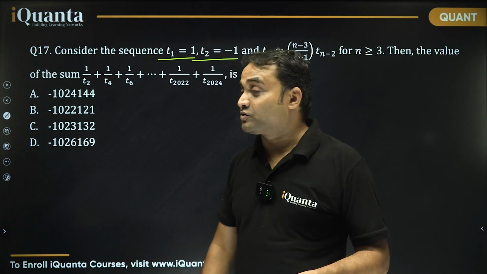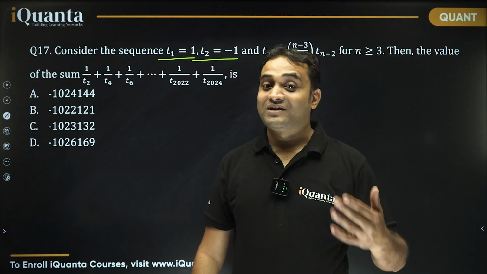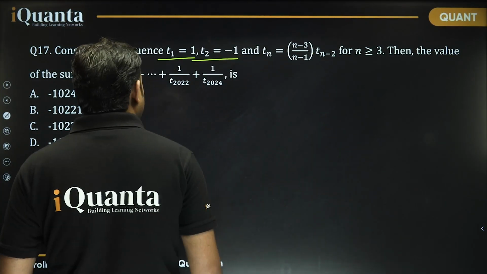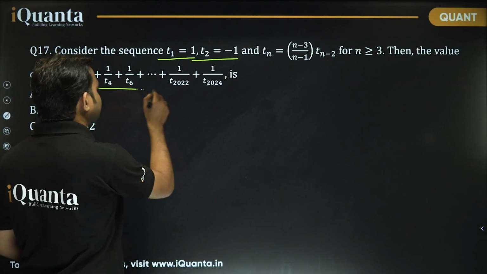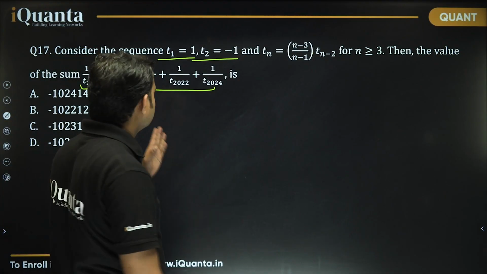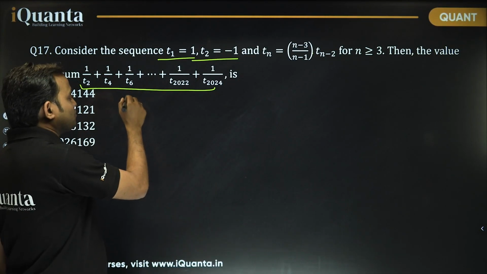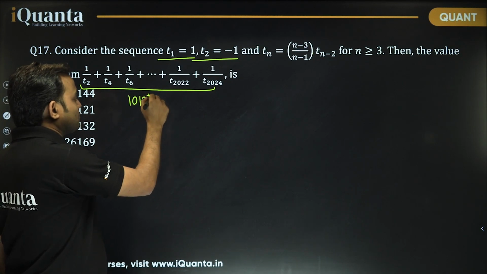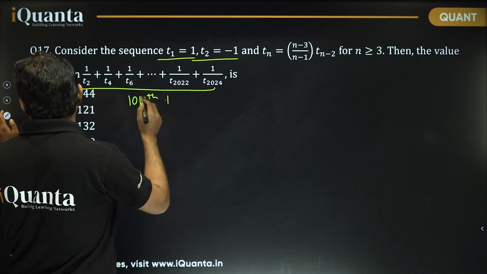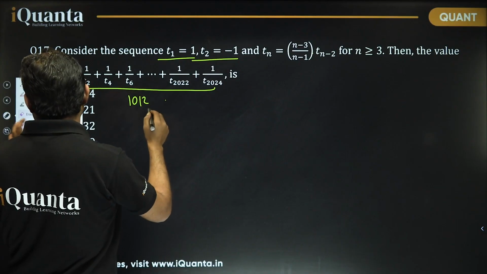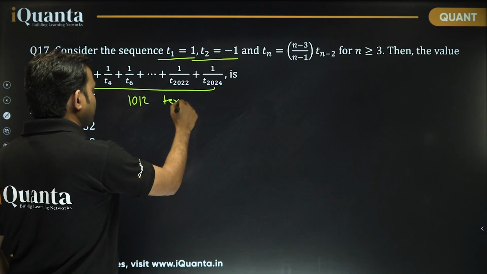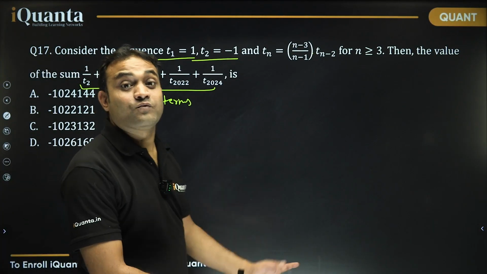We are not going to find all of these terms, right? So how do we solve this? First of all, how many terms are there? All the even terms till 2024. So 2024 by 2, 1012 terms in total, right? Now let's try to find the pattern.